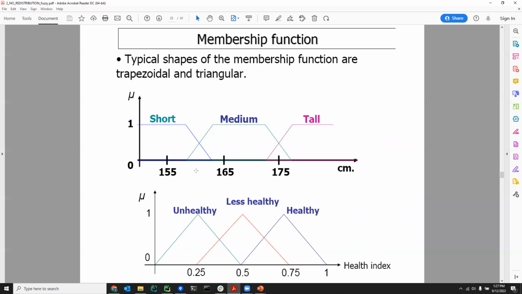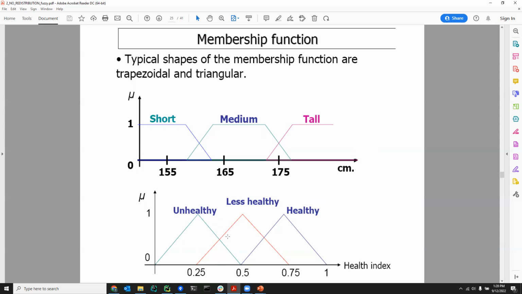However, in between, like 158 and 163, something like that, we see that there are contributions from both the short and medium sets. And so we won't have full membership in either one, but we'll have some in-between value. And then in between about 163 and 172 centimeters, we're completely in the medium set. And above about 177 centimeters, we're just in the tall set. So trapezoidal does allow you to still have full membership over different ranges in the input space, while also allowing for contributions from multiple sets where they overlap.